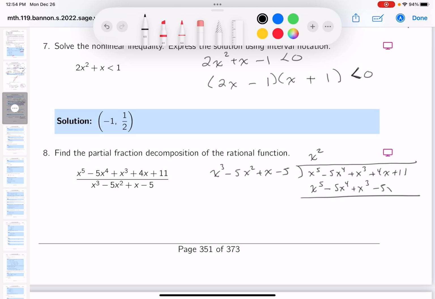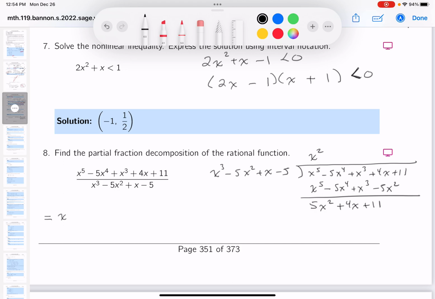Minus 5x squared. I think things aren't really lining up, but that doesn't concern me so much. I'm just going to write it down now. What do you get? You get 5x squared plus 4x plus 11. And let's repeat. Oh, we're done. There's no repetition. Let's write this down. What do I get over here?